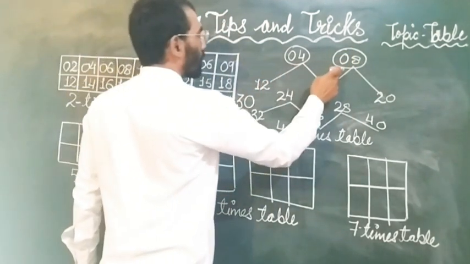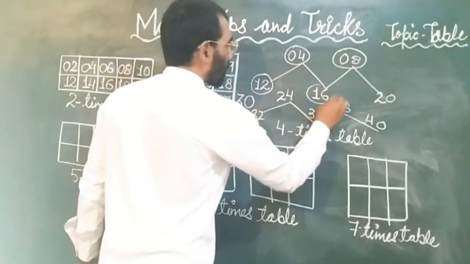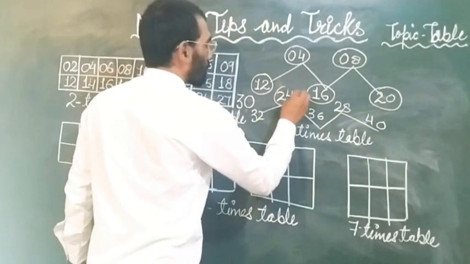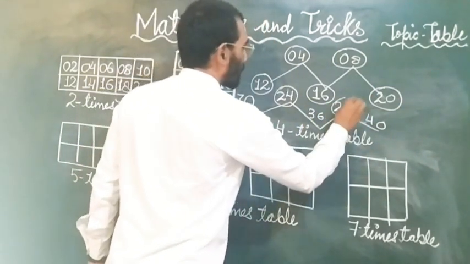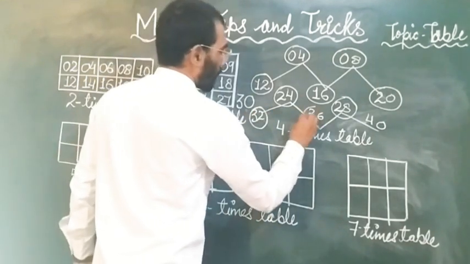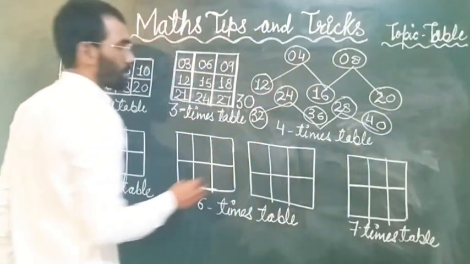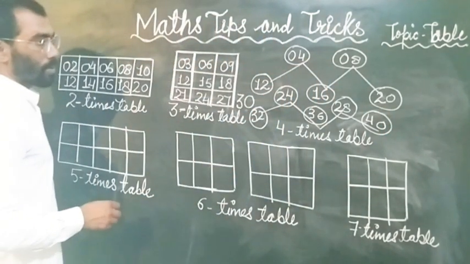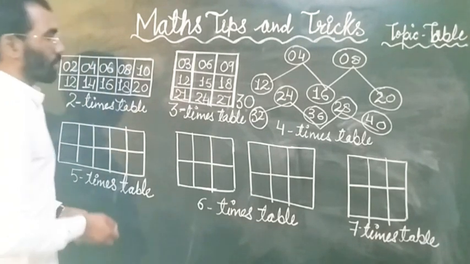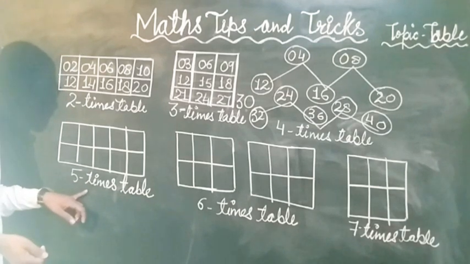4 1 4, 4 2 8, 4 3 12, 4 4 16, 4 5 20, 4 6 24, 4 7 28, 4 8 32, 4 9 36, and 4 10 40. This is the complete table of 4. Is this easy? Yes. So now moving on to the next table, the table of 5.